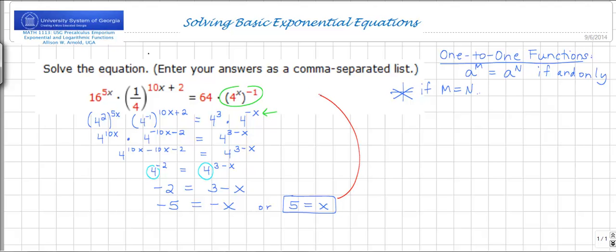And certainly in a test-taking situation, you may not have time to do this, but you could go back to the original equation in a homework or practice situation and substitute in x equals 5 and check to see that both sides are really equal. So again, the strategy here is base to a power equals same base to a different power. The powers must be equal. Okay.